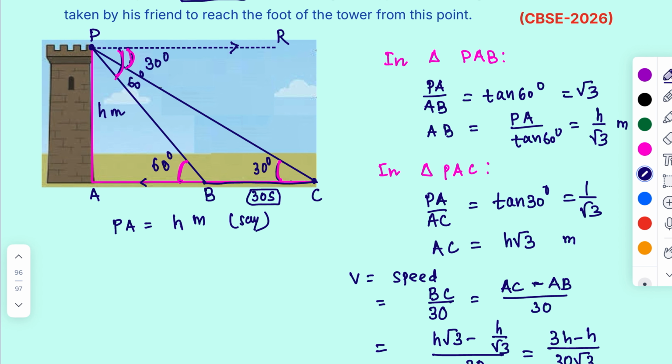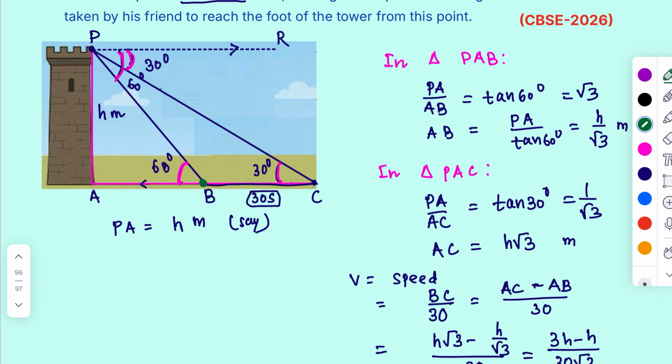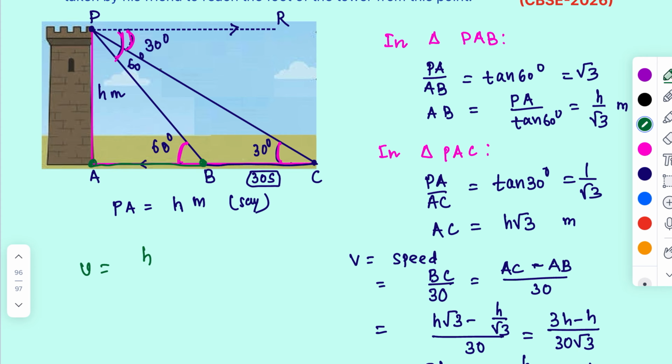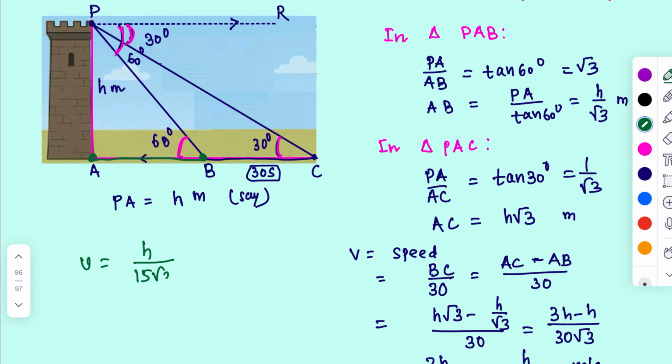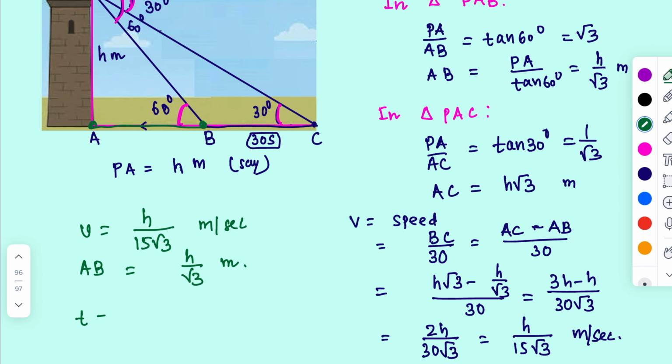Now, how much time does his friend need to travel from point B to the point A? That you have to calculate. We have already found V is equal to h by 15 into root 3 meter per second, and we know the distance AB is equal to h by root 3 meter. The time taken will be distance divided by speed. Time is always distance by speed.